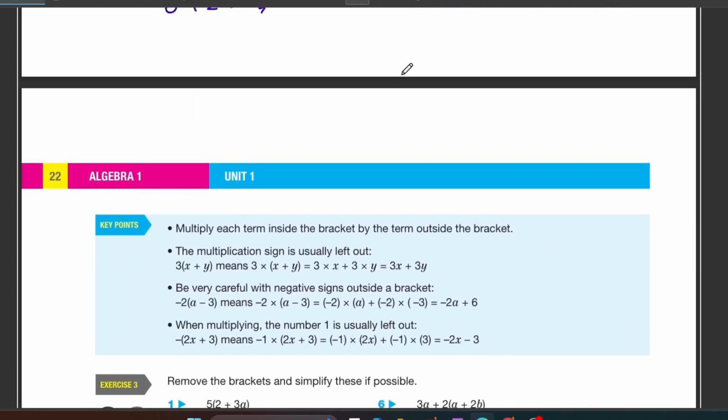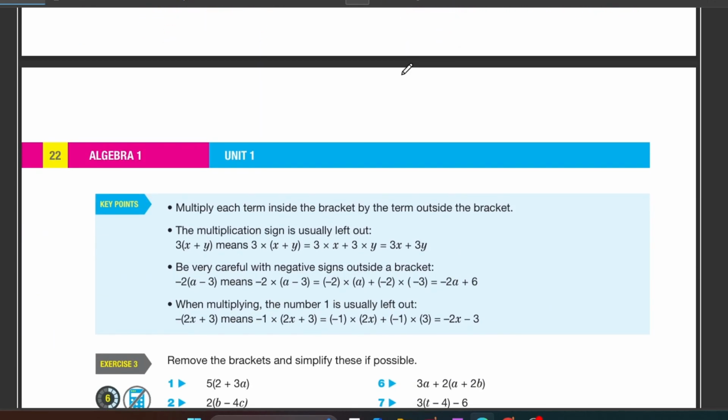Okay, then before going to the exercise, we have some key points. Multiply each term inside the bracket by the terms outside the bracket, that we know. The multiplication sign is usually left out. So we write something like this. The meaning of this is 3 times x plus y.